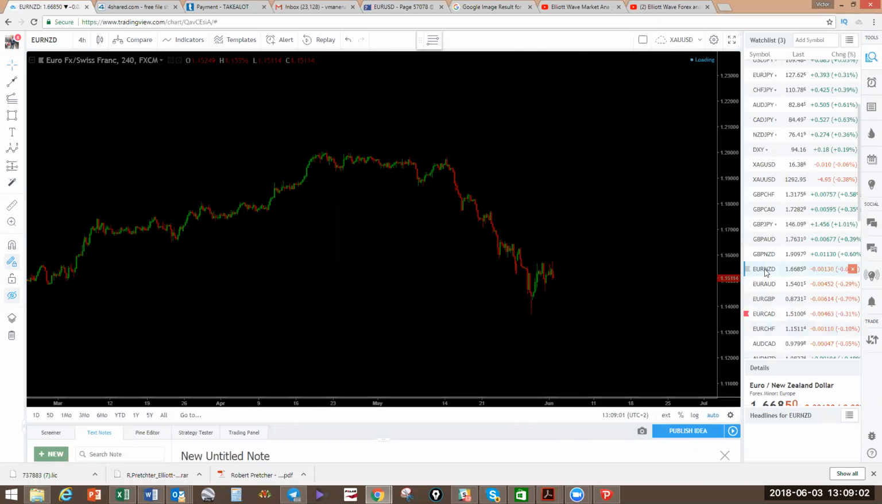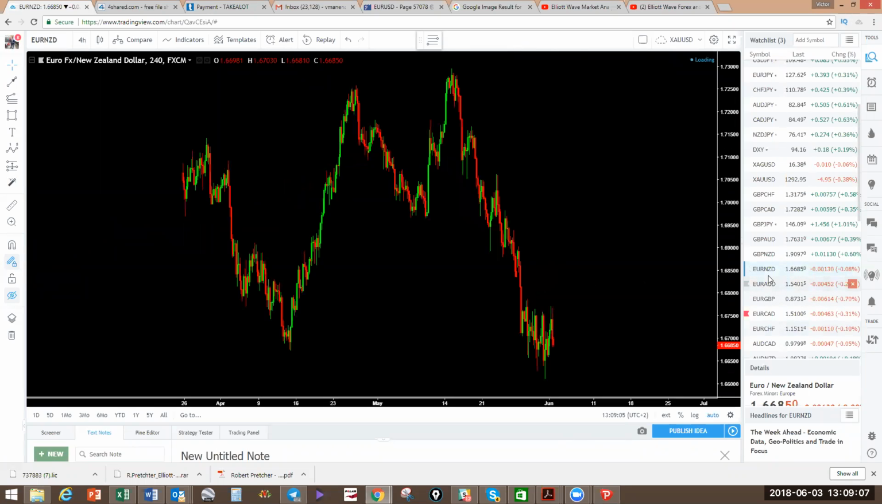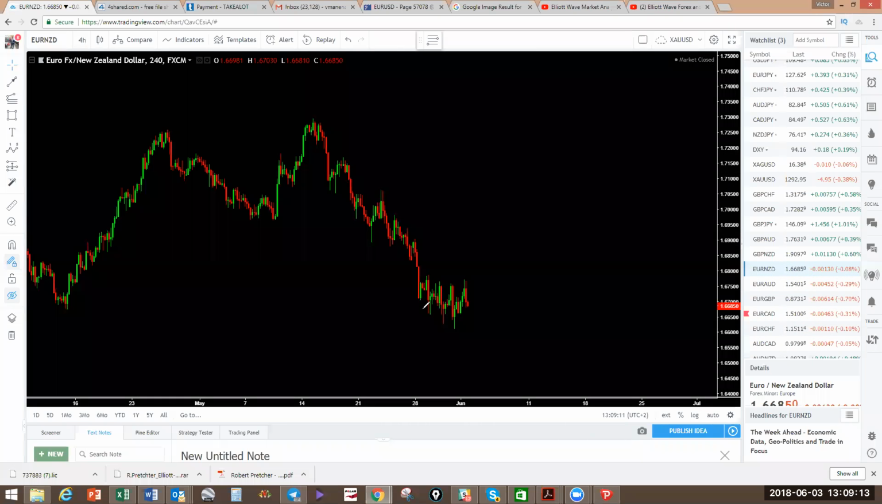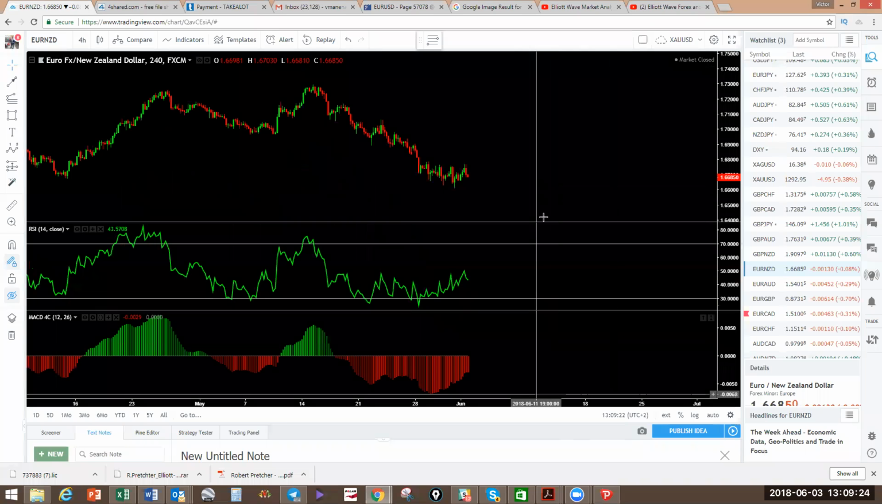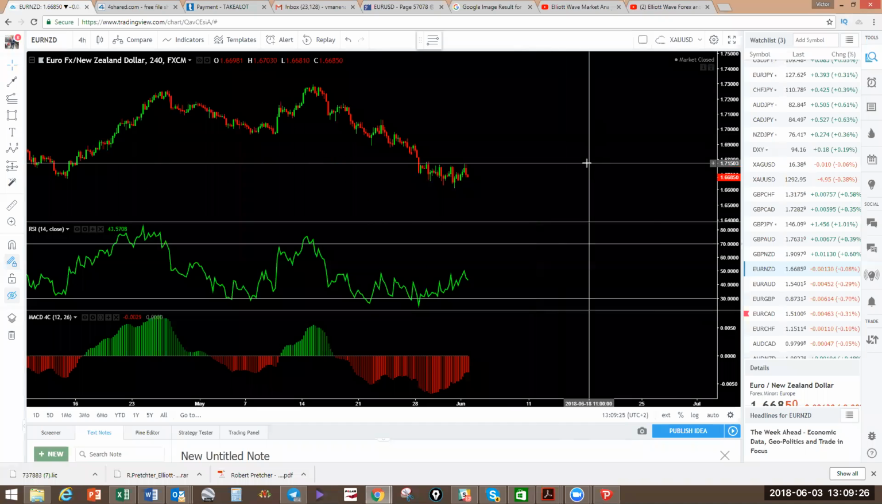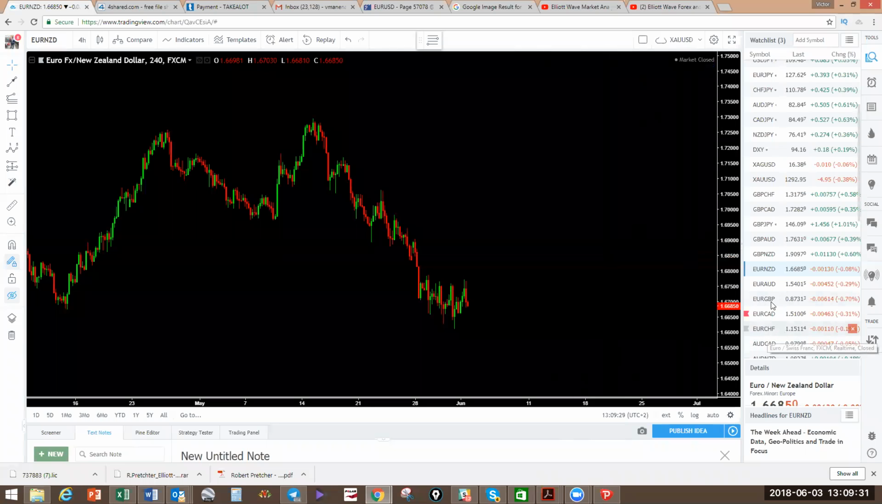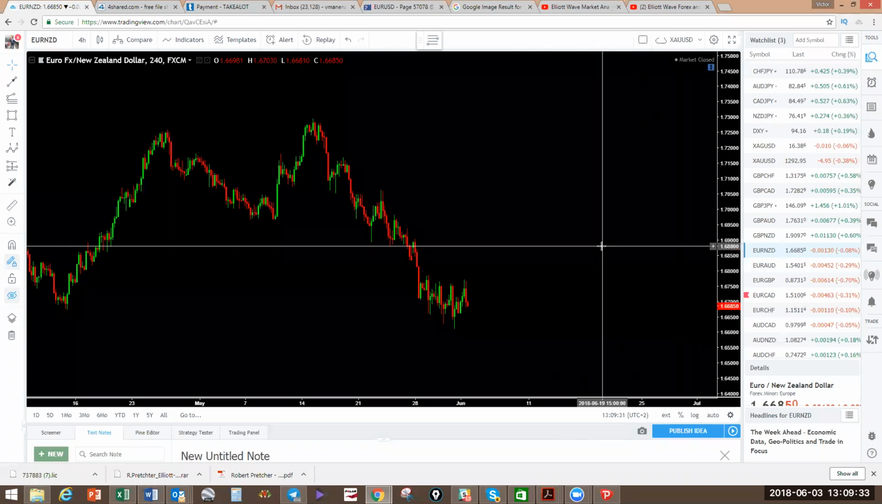Did we do Euro New Zealand? Let's look at Euro New Zealand. I think we have done Euro New Zealand. Euro New Zealand, now you're looking for this V pattern. Okay, so this one is coming back down here. We'll look for it to do that for this move. Okay, strong divergence all around for a bit of a bounce or a reaction. Okay, so that is all the euro pairs.